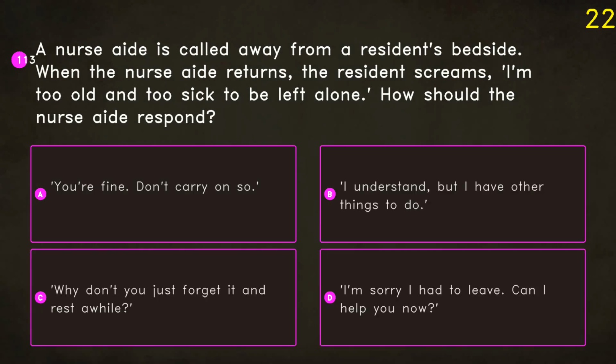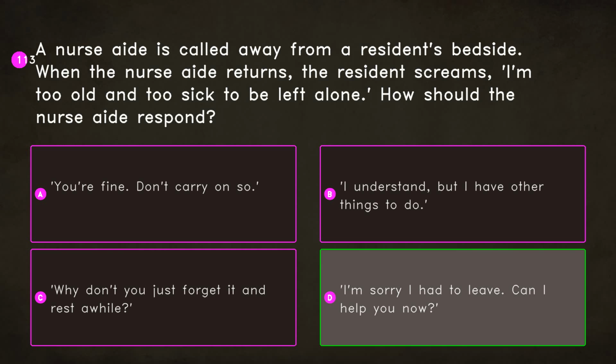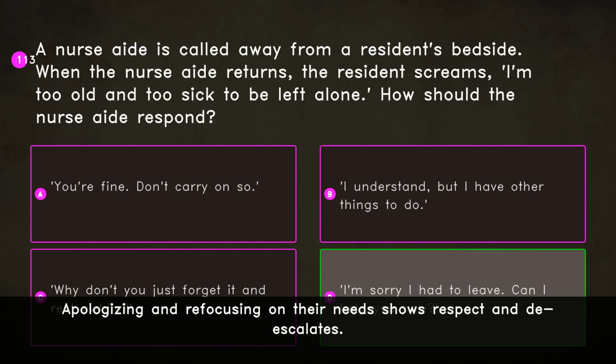Question 113. A nurse aide is called away from a resident's bedside. When the nurse aide returns, the resident screams, "I'm too old and too sick to be left alone." How should the nurse aide respond? A. You're fine. Don't carry on so. B. I understand, but I have other things to do. C. Why don't you just forget it and rest a while? D. I'm sorry I had to leave. Can I help you now? The correct answer is I'm sorry I had to leave. Can I help you now? Apologizing and refocusing on their needs shows respect and de-escalates.